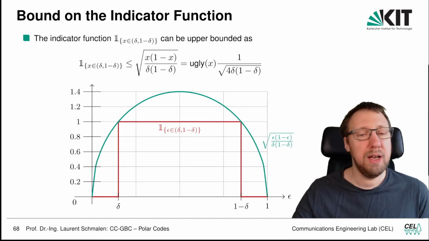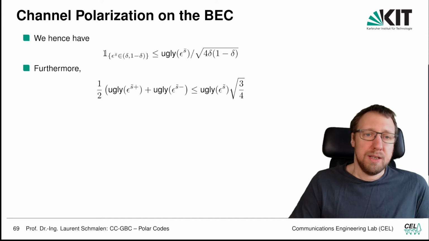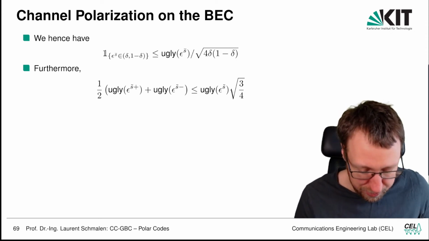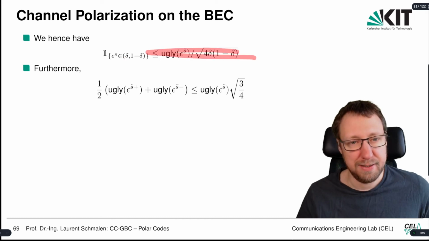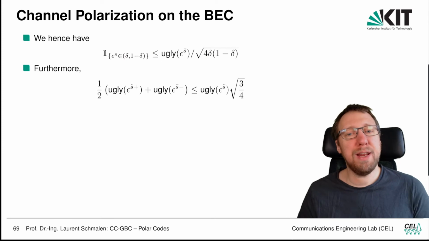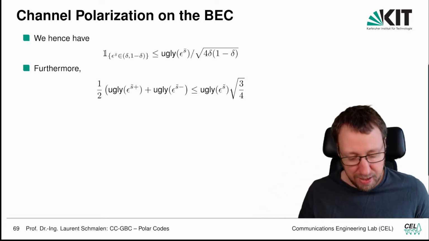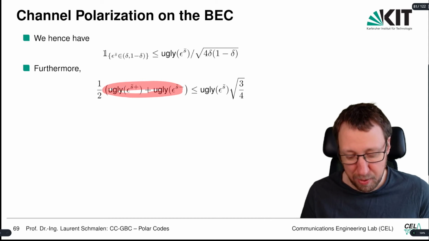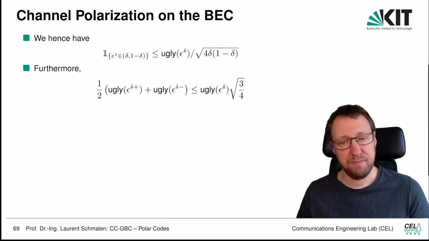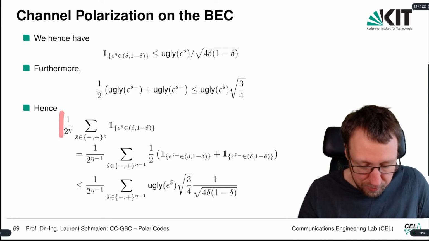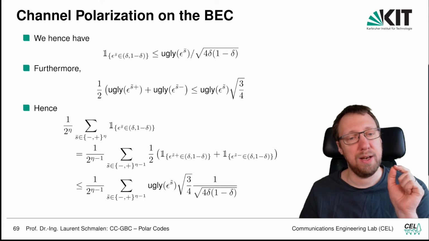And this is just once more the illustration that we had on the previous slide. Now we're looking at our summation. We have the following situation. We have the indicator function that epsilon S bar is between delta and 1 minus delta. We saw this can be bounded like this. We also saw that if we take a channel epsilon S tilde and we generate new channels epsilon S tilde plus and epsilon S tilde minus, then the average of these two is upper bounded by the ugliness of epsilon tilde times square root 3 over 4. So this is what we have at our disposal. Now we're looking at the sum. We want to look at this particular summation: the sum over all the indicator functions that epsilon S tilde is between delta and 1 minus delta.